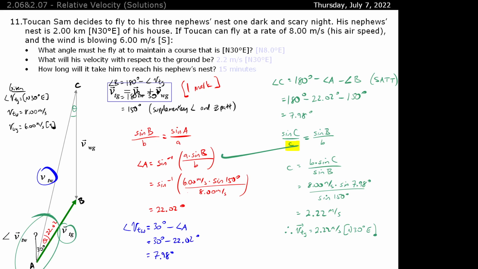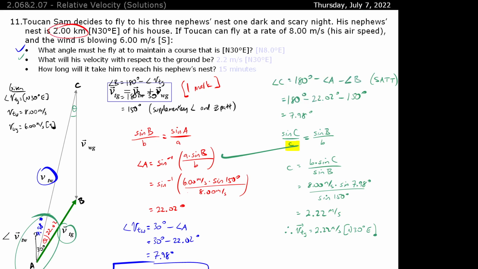So therefore, the angle that Toucan Sam must travel at, it's only asking for the angle. The angle of VTW is equal to north 7.98, which is right over here, if you're wondering. That's why it's 30 subtract 22.02. North 7 point, I guess 2 sig fig, north 8.0 degrees towards the east. Sorry, I kind of jumped ahead and missed out on part A. So that's the angle. And what is his velocity? We did that already. And the last one is how long will it take for him to get to his end destination? We're given that hint right up here.